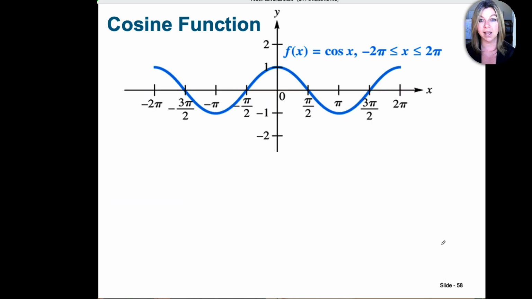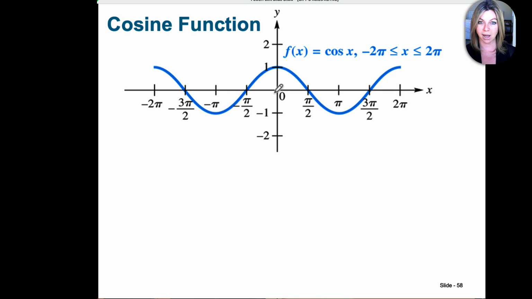Let's talk about cosine now. It looks very similar to sine. At quick glance, you might not even think that it changed, but the main thing a lot of students pick up on, that this is cosine rather than sine, is it doesn't pass through the origin.